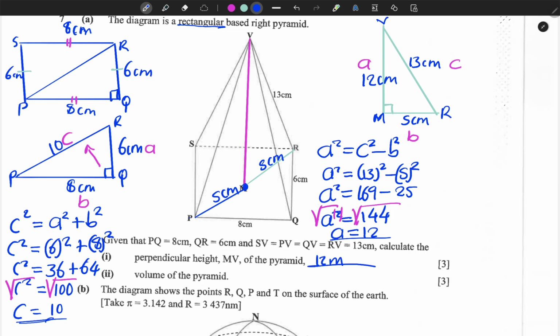Now for Roman number 2, we just need the volume of the pyramid. The volume of any pyramid or a cone is equal to 1/3 times the base area times the perpendicular height.